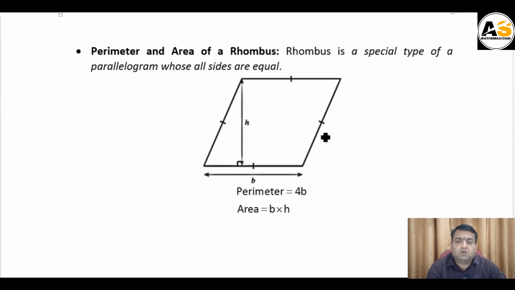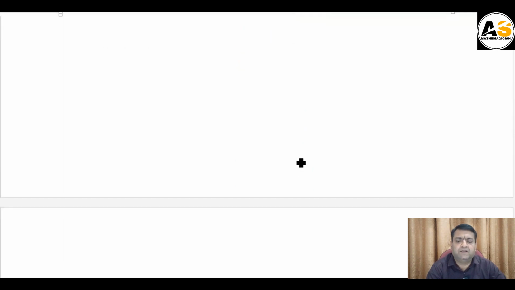Now we come to the rhombus. A rhombus is also a parallelogram, but it has all four sides equal. Its perimeter is just like the perimeter of a square, 4 times length, and its area is just like the area of a parallelogram, base into height.